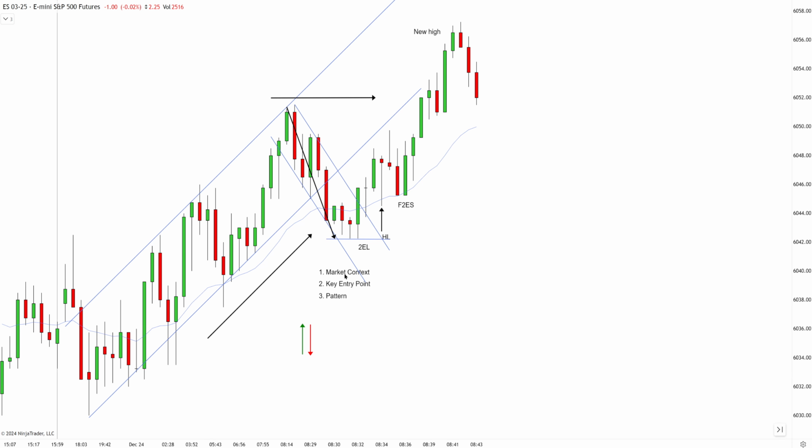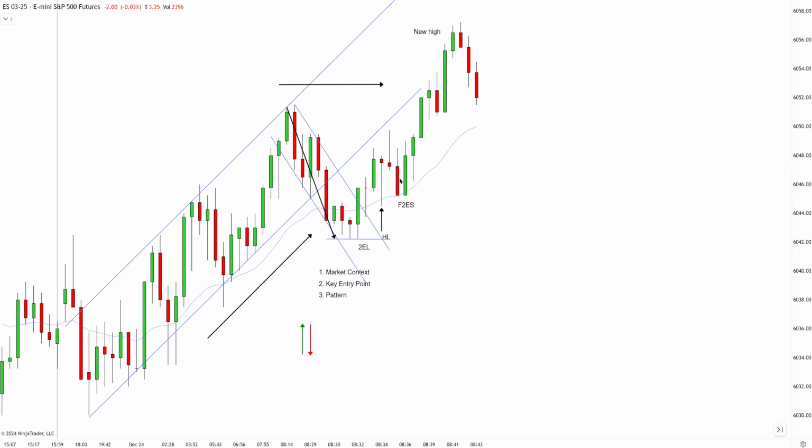We identify the context, which is bullish. We identify the key entry point because it gives us direction. We expect prices to continue creating new high. And then we just have to identify the correct pattern, the right setup, so we can take advantage of this context. We need to get the new extreme.